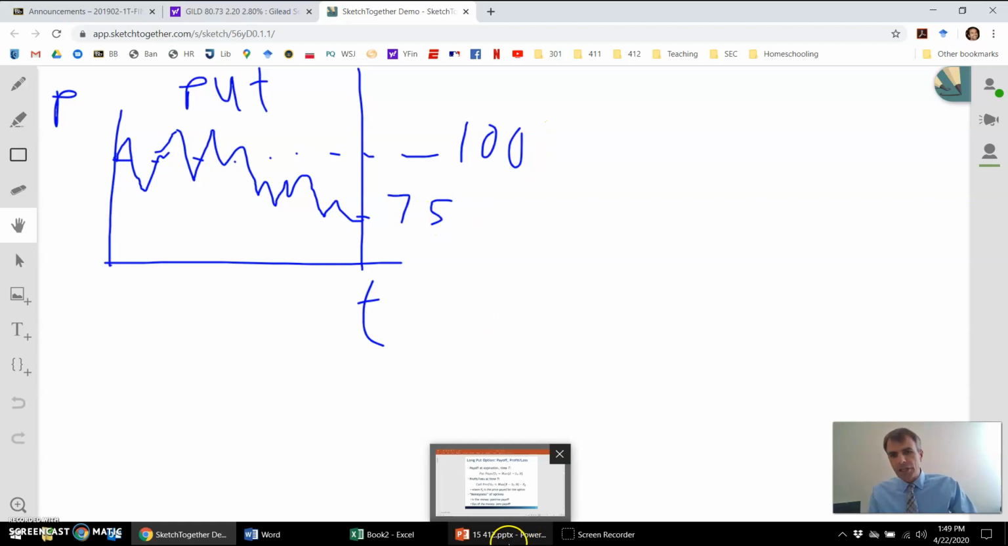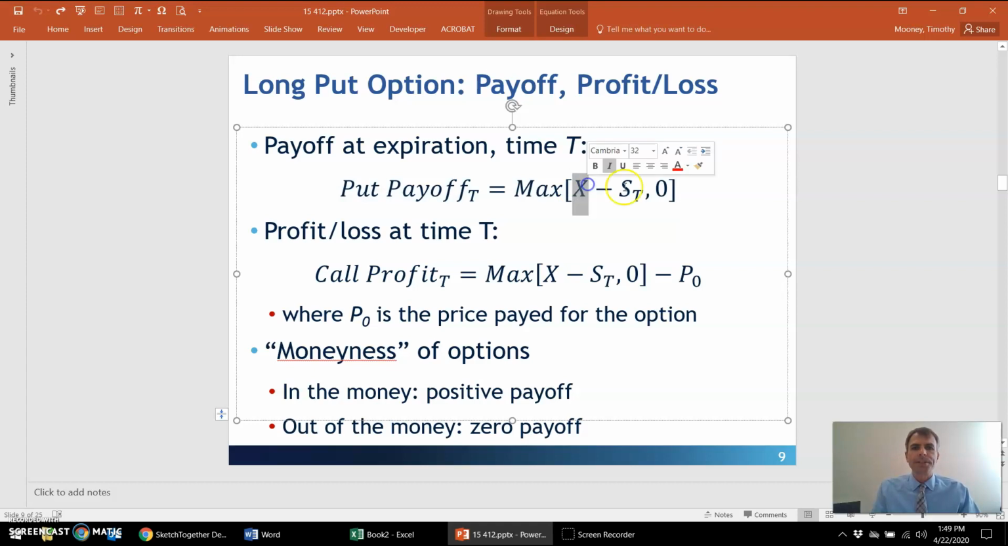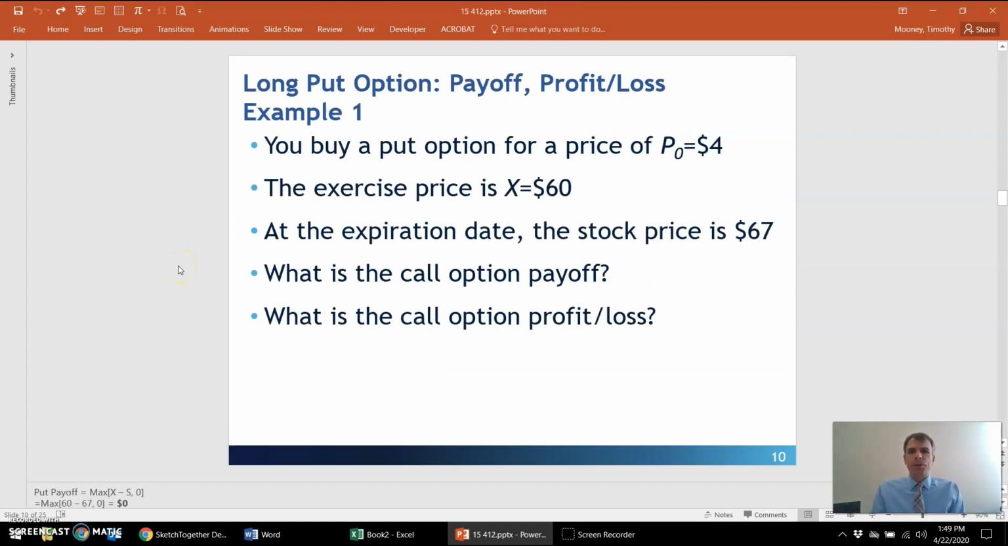So you earn money on a put option when the stock price goes down. A put option is one way to bet that a stock price will decline. If the exercise price ends up greater than the stock price, the opposite of a call option, then the payoff is positive. Let's see how that looks with a couple of examples.